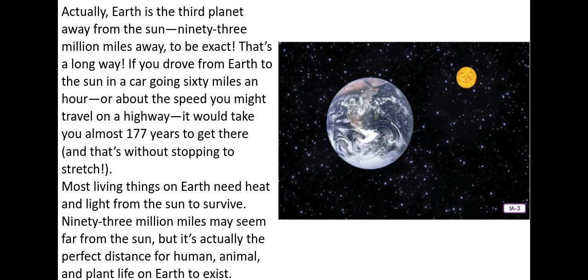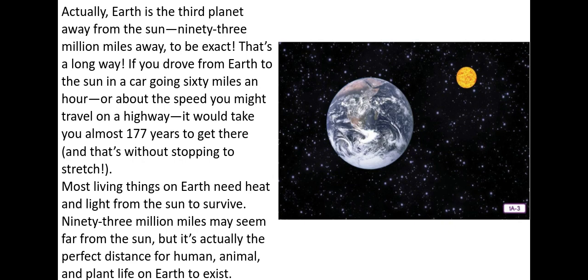Actually, Earth is the 3rd planet away from the sun, 93 million miles away to be exact. Woo, that's a long way. If you drove from Earth to the sun in a car going 60 miles an hour, or about the speed you might travel on a highway, it would take you almost 177 years to get there. And that's without stopping to stretch.